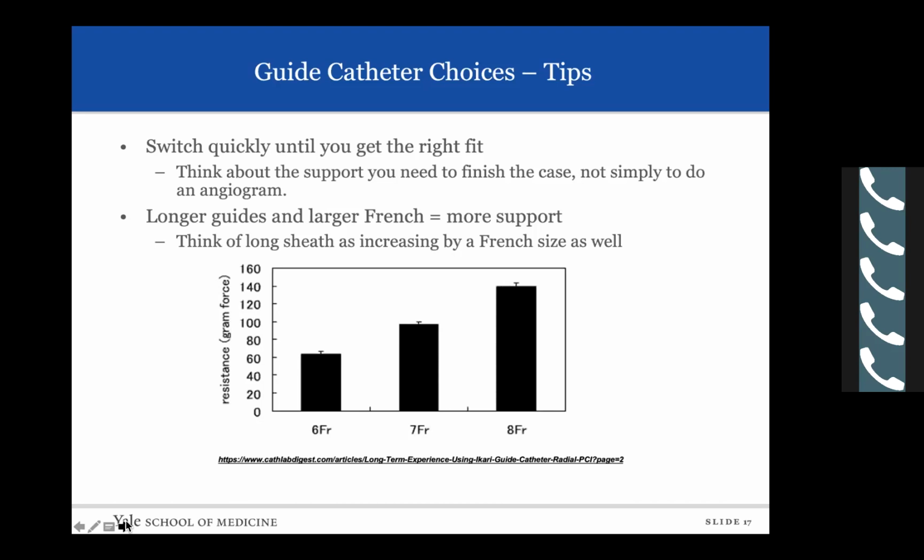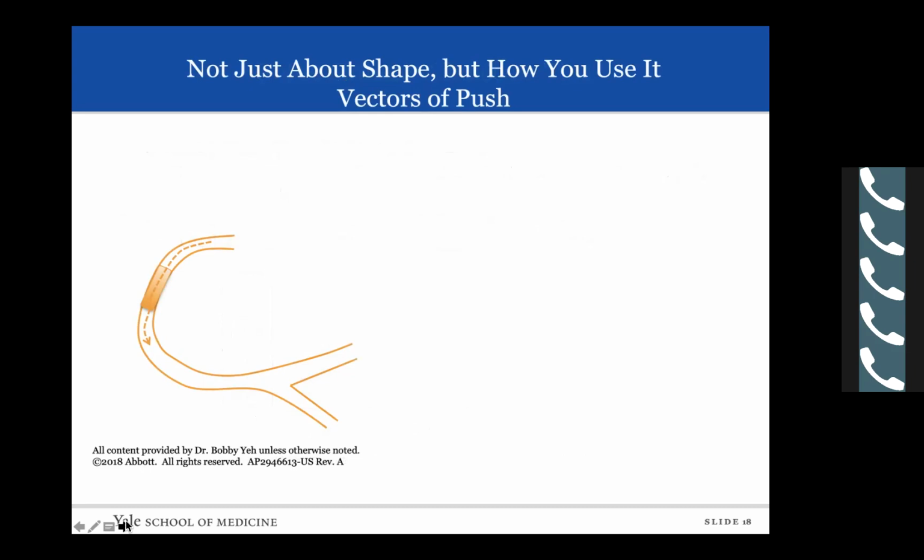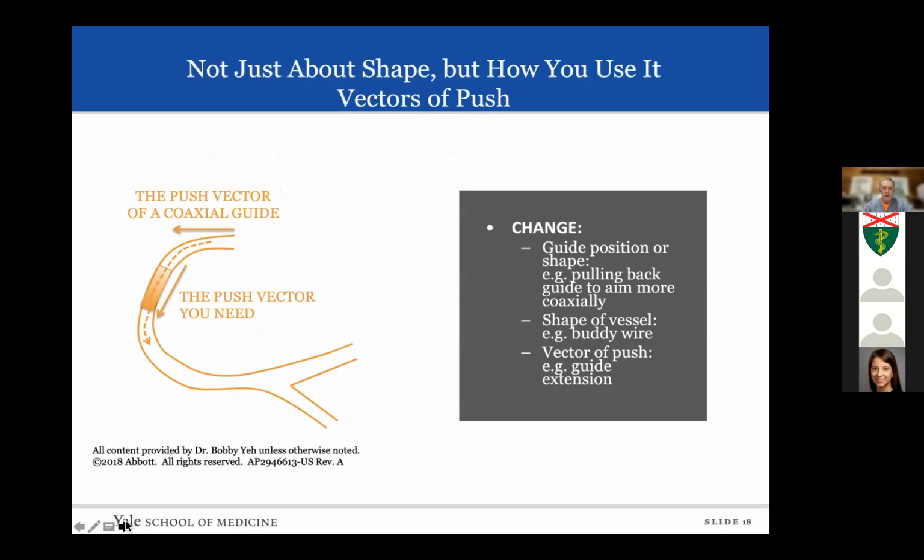So the guide is also about the vectors of push. This is a nice schematic from Bobby Yeh, who kind of shows that the direction of push is not necessarily the direction that your guide is pushing. And you want to align those for maximum force. So the ways to do that are either to change your guide or change the shape of your guide.